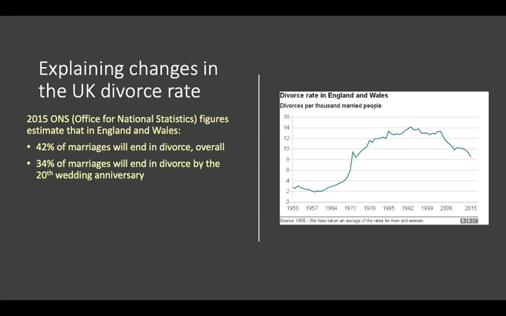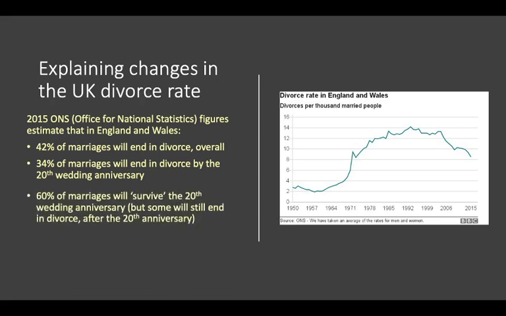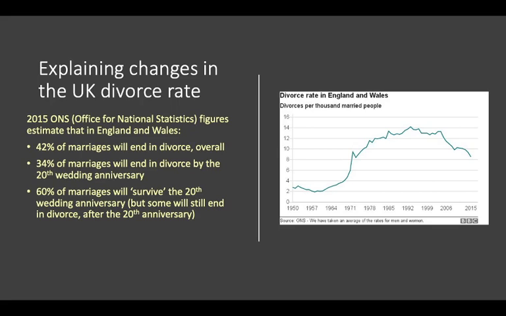So 34% of marriages will end in divorce by their 20th anniversary. Again, you've got to be careful on how these numbers are figured out. 60% of marriages will survive the 20th wedding anniversary, but some will still end in divorce after the 20th anniversary. Could you imagine being married to someone for 20 years and then you divorce them later on? It's tragic.